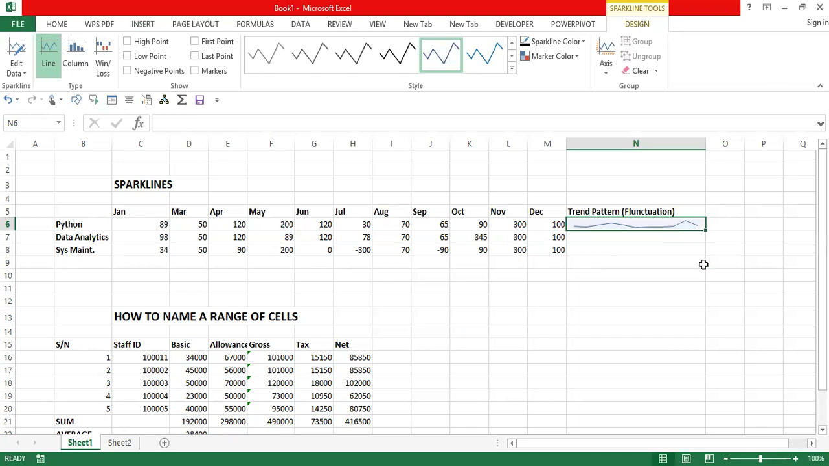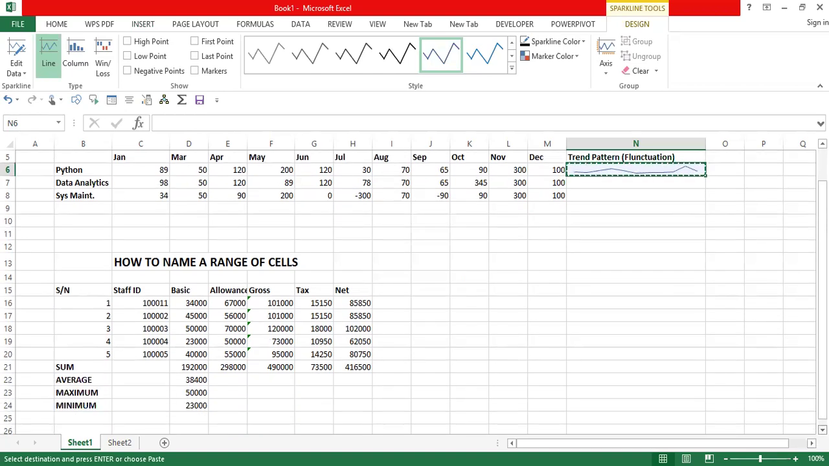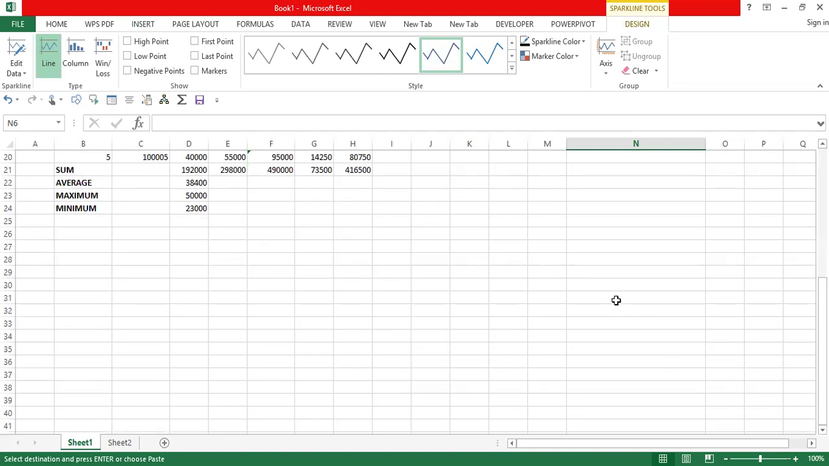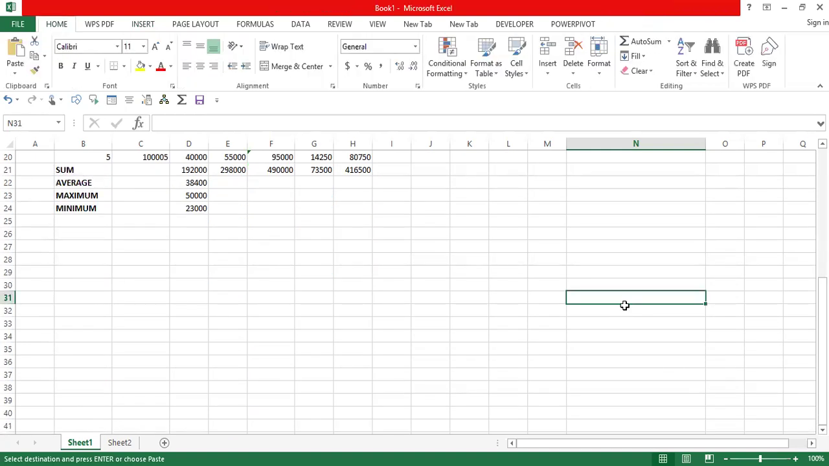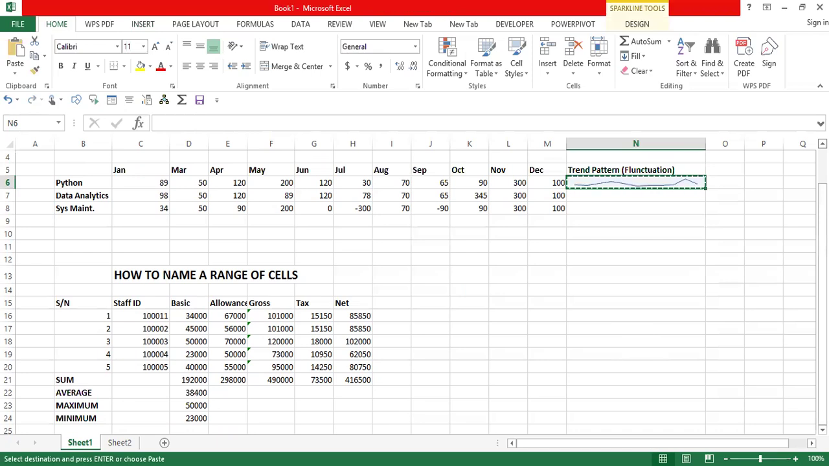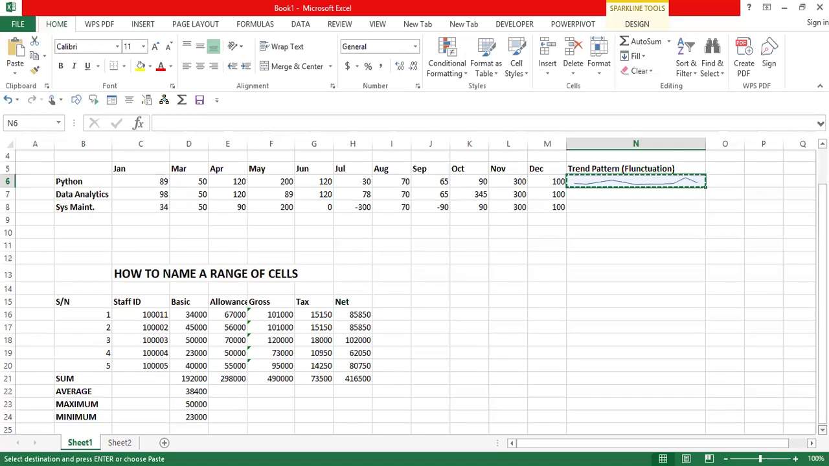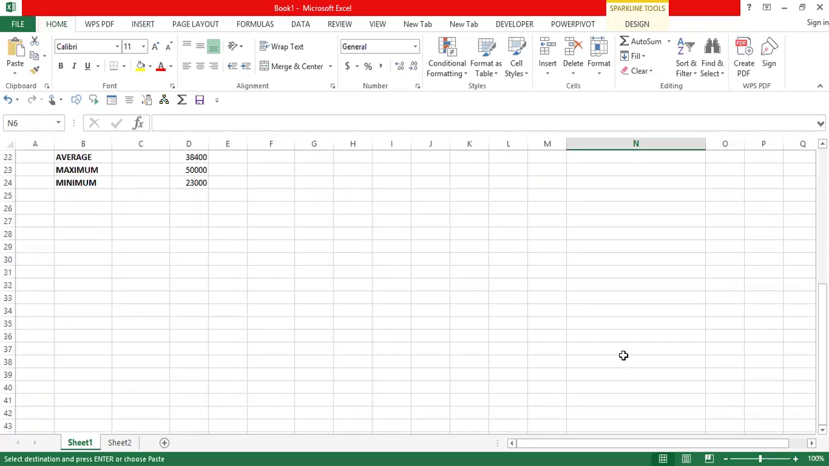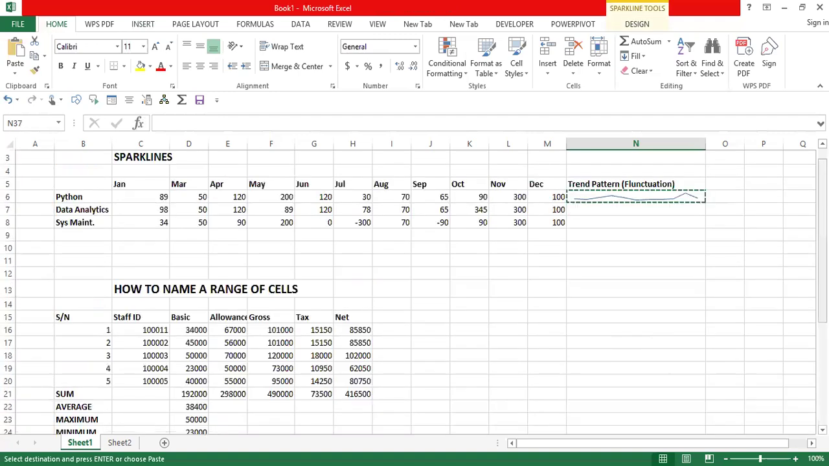What does this show you? What can you say from this sparkline? What can you infer from this? It's not a straight line, which means that in January the number of students that registered for Python, because we're in Python now, is 89. Once it drops to 50, the curve will go down a bit. So it continues like that.